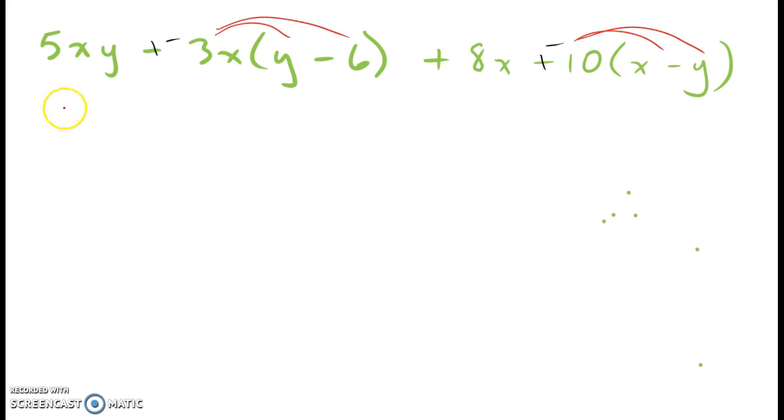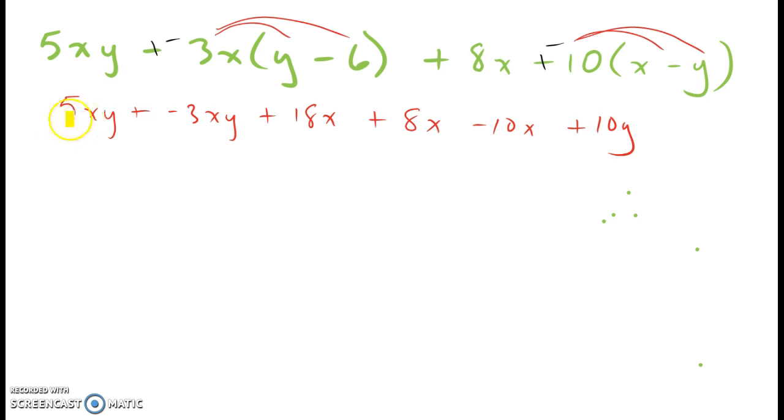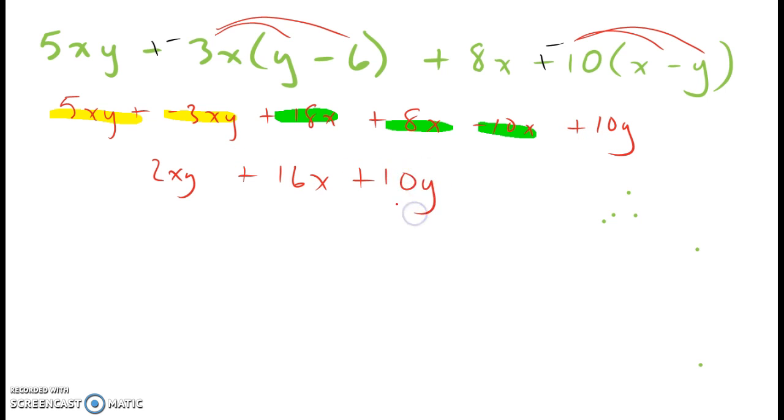-10. And I'm just going to drop down the 5xy. And now that I'm finished distributing, I'm going to combine like terms. So I'm going to combine the xy terms, and 5xy minus 3xy, and we only have 2xy left. And now I'm going to combine the x terms, and we've got 18x and 8x is 26x. Take away 10x from 26x, and we've got 16x. And the 10y we can't combine with anything, so 10y. And there we have our answer.